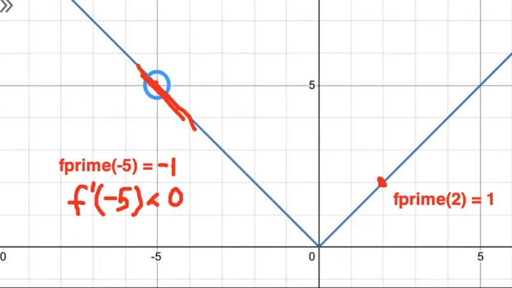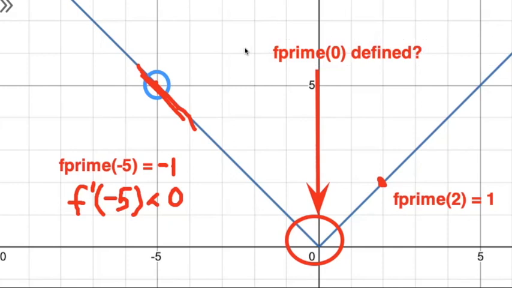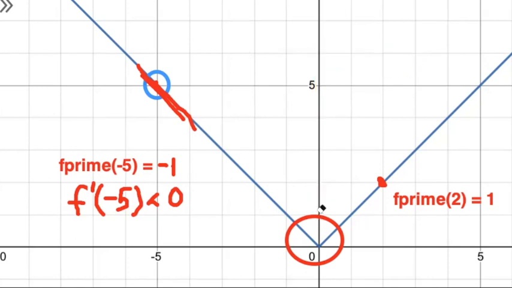Now, what would f prime of 0 be? Is f prime of 0 defined? How many of you vote that f prime of 0 is defined? You can tell me the value here. Okay, there's a limit. Let's start with that. There is a limit. You're telling me that you see the limit as x approaches 0. Okay, so the limit as x approaches 0 of f of x, what is it?